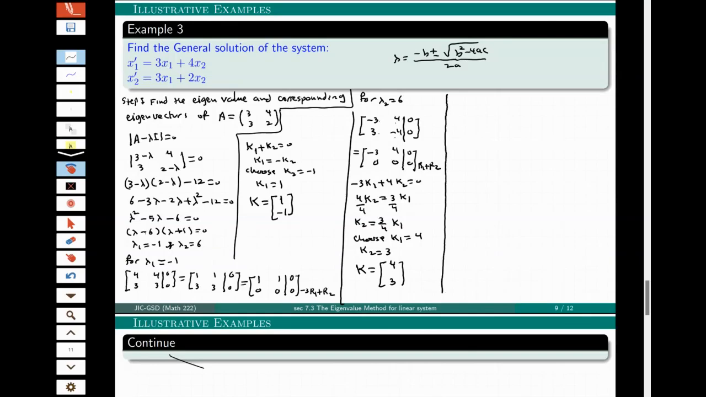That's all. So our next step now, step 2, that's the only idea in this section, is the solution of the linear system as x of t, which is c1 e to the power lambda 1, which is minus 1, so it will be minus t, times the eigenvector, which is 1 and minus 1, plus c2 e to the power lambda 2, which is 6, so it will be 6t, times the eigenvector of 6, the eigenvector is 4 and 3.